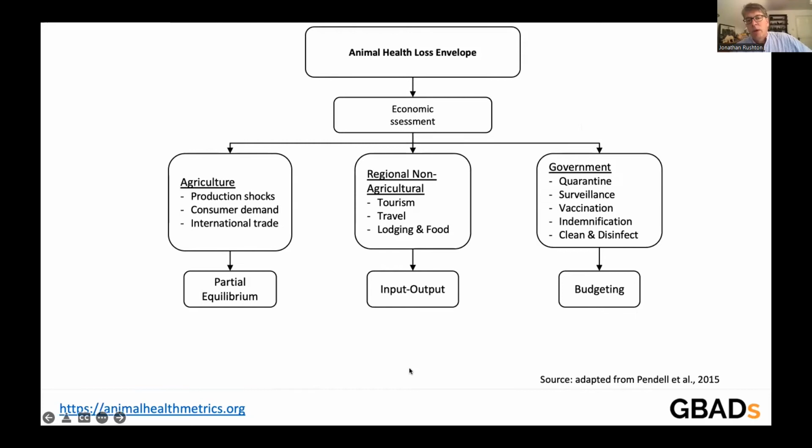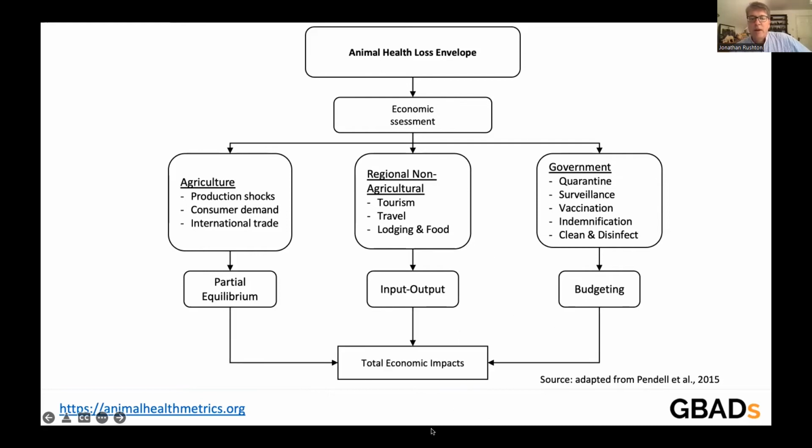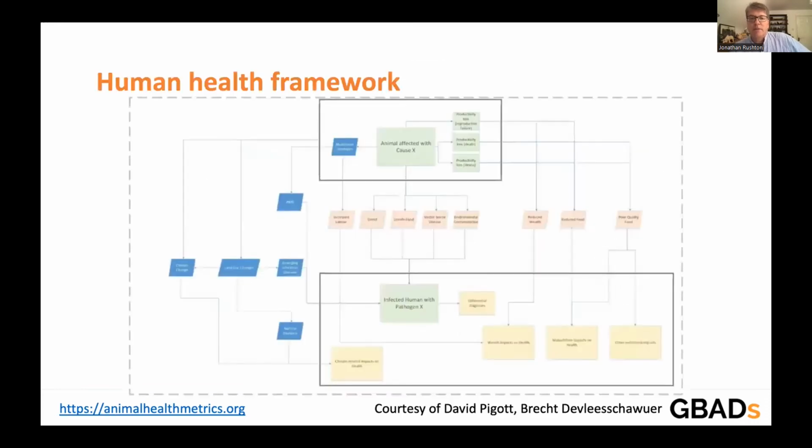We're working with economists in the US, Dustin Pendle and Tom Marsh, who've had lots of experience of applying wider economy models, where we can actually look more carefully at what would happen if we remove that animal health loss envelope. What would that mean in terms of the overall equilibrium of our agricultural sector, in terms of inputs and outputs across the economy as a whole, but also the government expenditure with regards to budgeting, to get an overall assessment of the total economic impact of the diseases themselves.